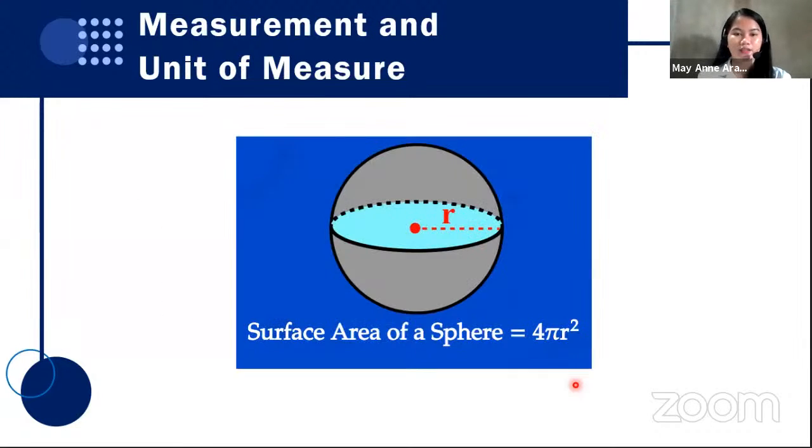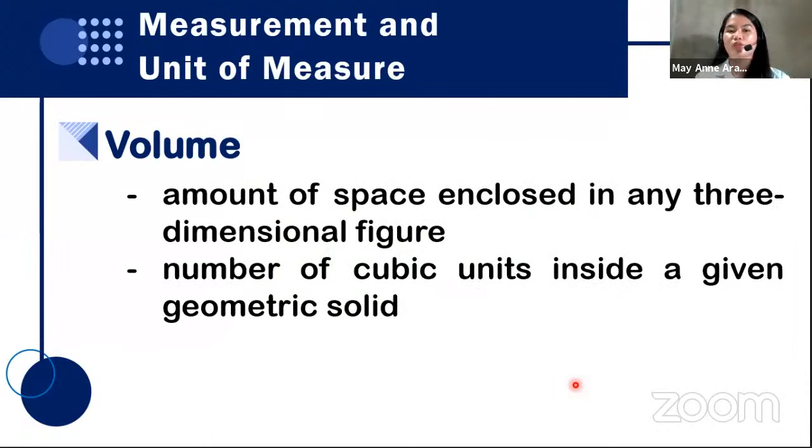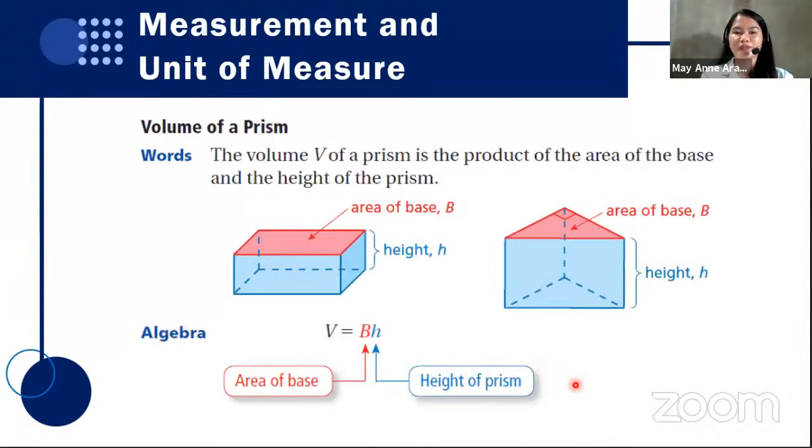Okay, next, after the surface area, we now have the volume, yun namang sa loob ng solid. This is the amount of space enclosed in any three-dimensional figure. So this is the number of cubic units inside a given geometric solid. So for the volume of the prism, it is just area of the base times height. Mas madali yung formula kapag sa prism. Kasi yun sa loob lang naman yun eh. Again, for the prism, area of the base, so kung ano man yung base nun, and then times the height.